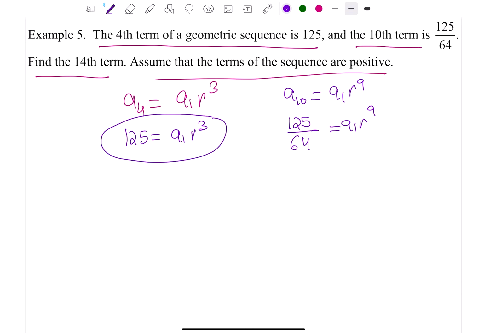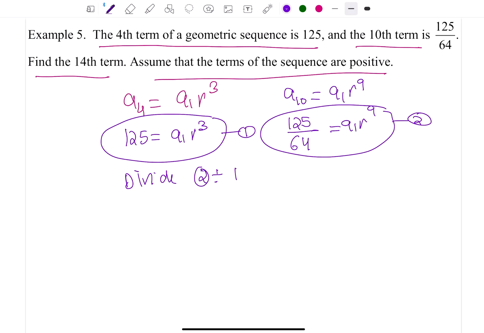So here we have two equations. I'm going to call this equation number 1, equation number 2. We're going to divide equation number 2 by equation number 1. I want to keep the power of r positive, so I'm going to be keeping the higher exponent of r on the numerator. That's why I'm not doing 1 divided by 2, so that I don't have to deal with negative exponents. Okay, so a1 r to the ninth power divided by a1 r to the third power. Both left and right hand sides would be divided.